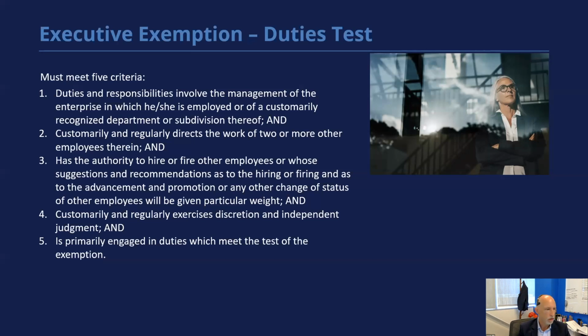Okay, assuming that you've satisfied the salary test, now you need to satisfy the duties test for the exemption classification. Under the executive exemption, there are 5 criteria that must be met. 1, duties and responsibilities involve the management of the enterprise in which the employee is employed or of a customarily recognized department or subdivision thereof.